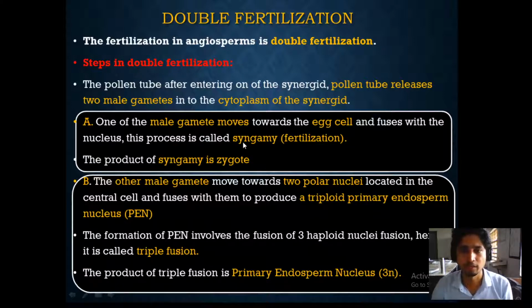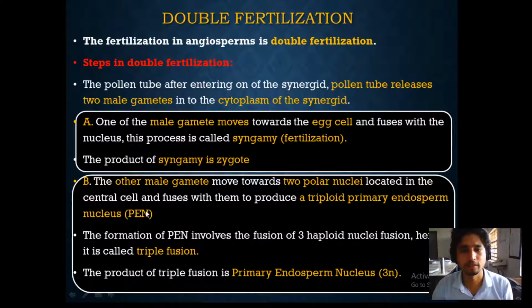Syngamy leads to the formation of the zygote. The zygote forms due to fusion of male and female gametes. The male gamete is the sperm and the female gamete is the egg cell. This fusion brings about the formation of the zygote, and remember this zygote is diploid. Diploid means two sets of chromosomes, and the individual gametes carry a haploid set of chromosomes. Since they fuse together, they form a diploid zygote. So this is about one male gamete.